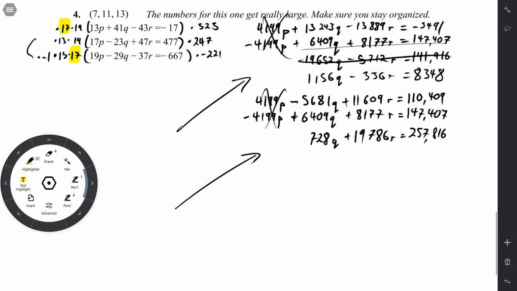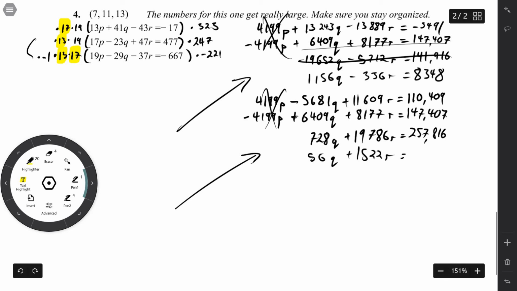Same thing with this bottom equation. It's just not 17s in this case, it would be 13s. So let's take everything in this equation and divide it by 13. 728 divided by 13 is 56 Q plus 19,786 divided by 13 gives us 1,522 R. And then 257,816 divided by 13 would give us 19,832.